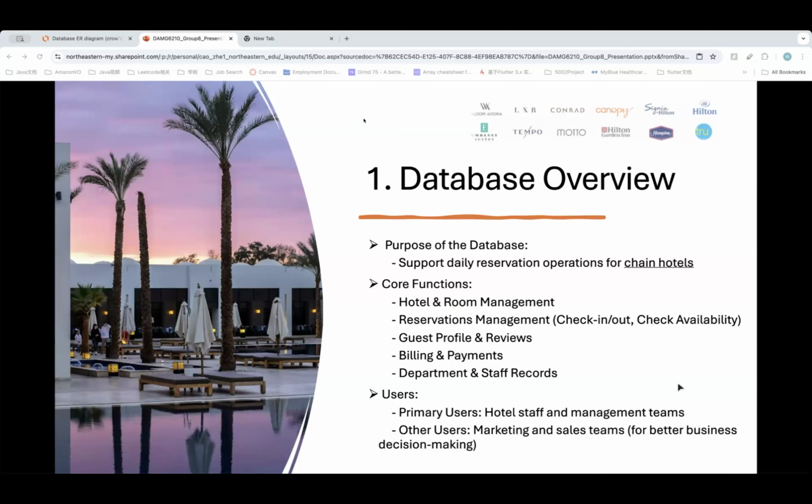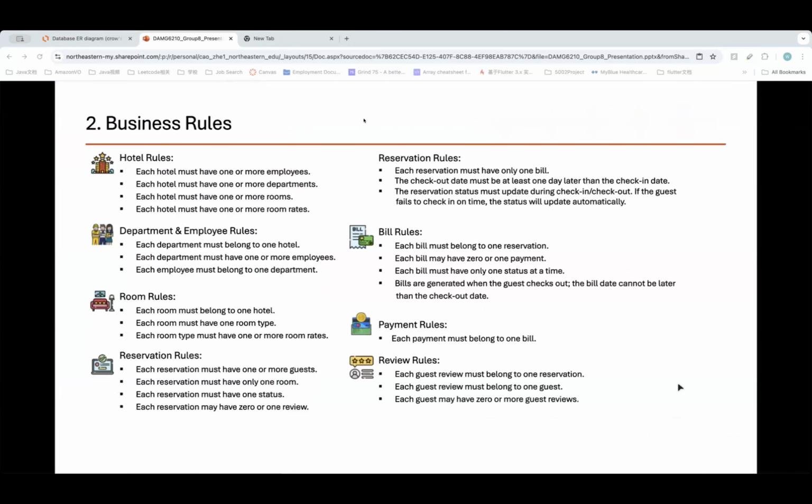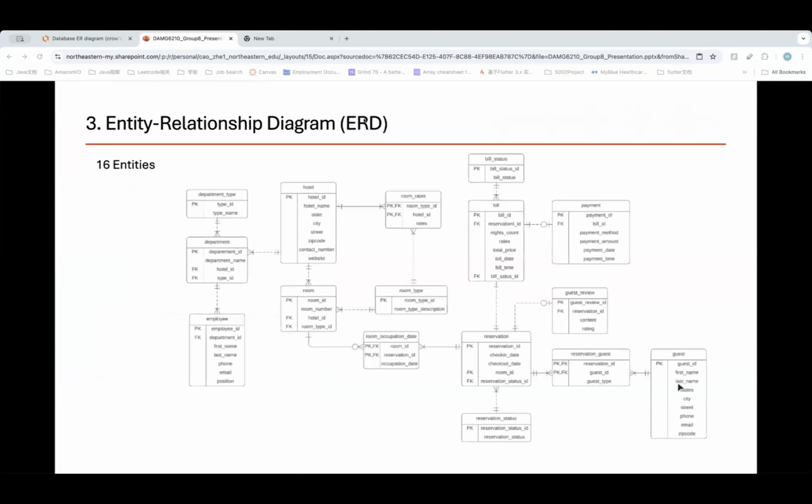Our database is designed to manage all of this data for chain hotels. The primary users are hotel staff and management. Let's take a quick look at the business rules, then we'll see how they're implemented in the ERD. Next page, please. Our database includes 16 entities.